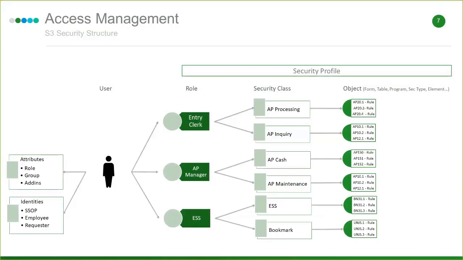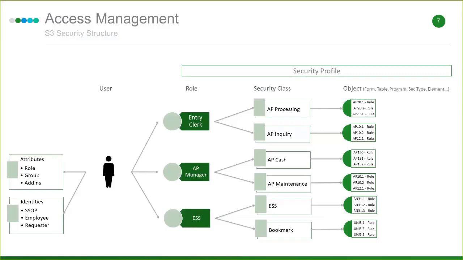Most of you would know how those work. A user then can have any combination of roles, can have more than one, and of course they also have things outside of roles that are attached to them, attributes, identities. So we want to report on all these at the user level, or I can report at the role level or security class level.